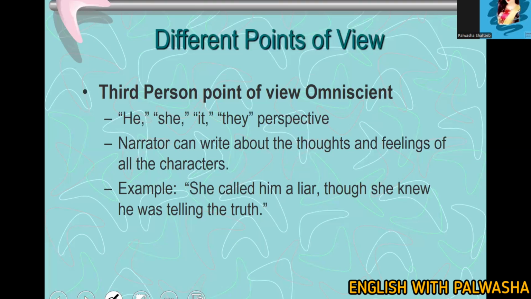Then third person point of view omniscient हो जाएगा जिसमें he, she, it और their perspective आ जाता है. फिर narrator can write about the thoughts and feelings of all the characters. Example, she called him a liar though she knew he was telling the truth. ठीक है, मतलब ये चीजें कि perspective बताना, कि वो उसको liar तो बोल रही थी लेकिन इसको पता था कि he was telling the truth.